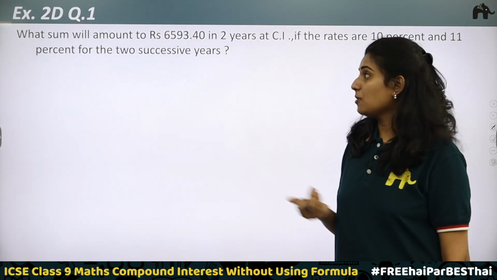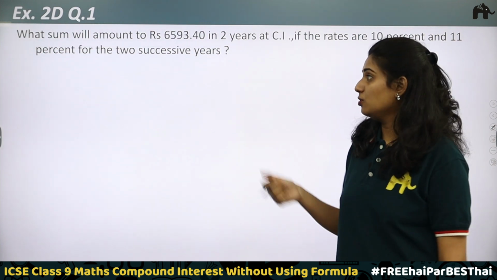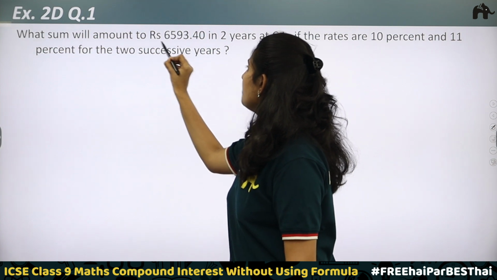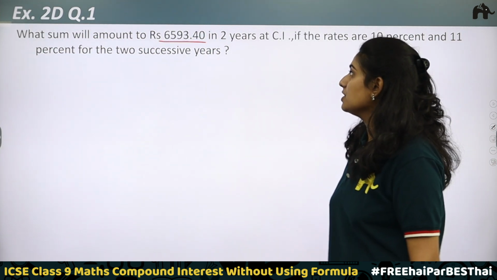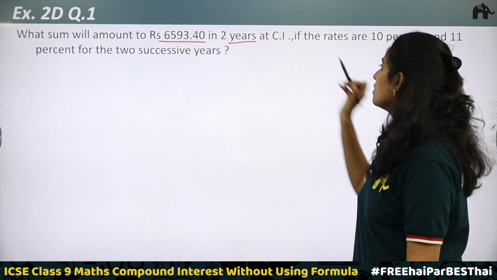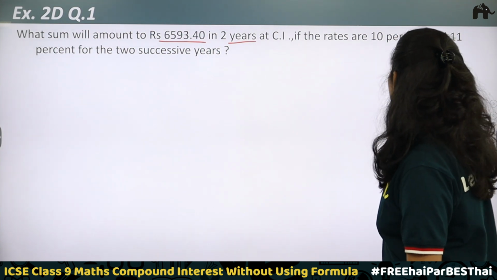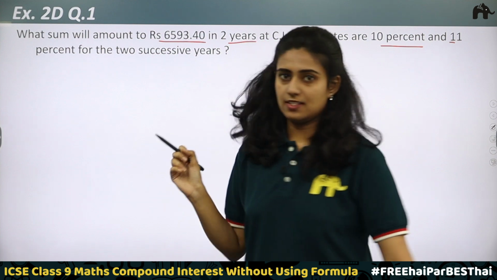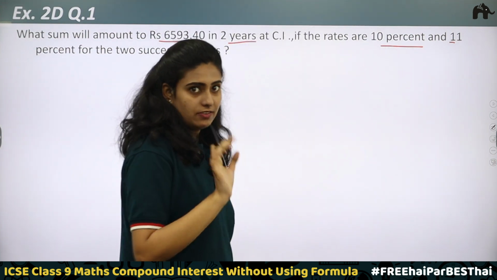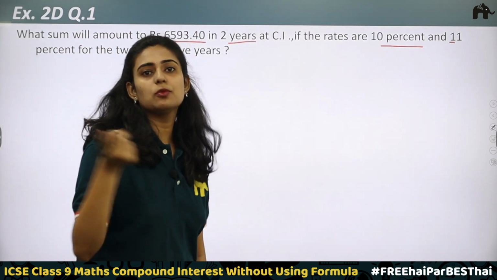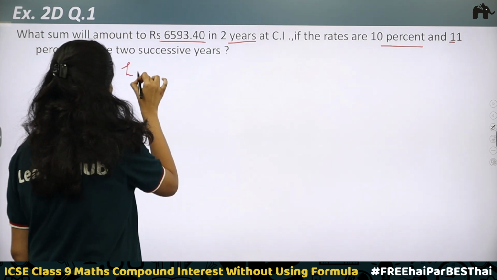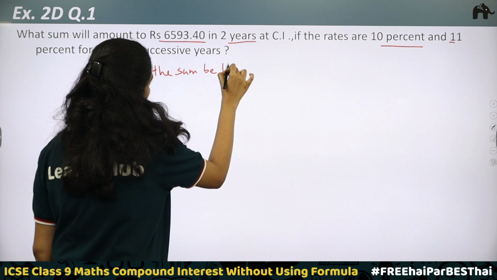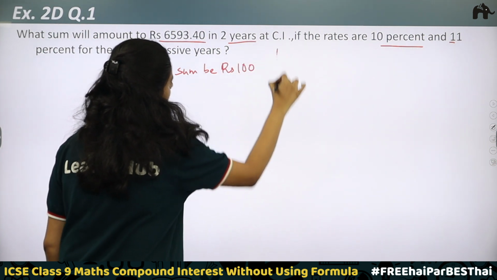Here we have the first problem, question 1 of exercise 2D. What sum will amount to rupees 6,593.40 in 2 years at compound interest if the rates are 10% and 11% for the 2 successive years? Here the sum is not given, so we have to take the sum as some rupees 100. Let the sum be rupees 100.